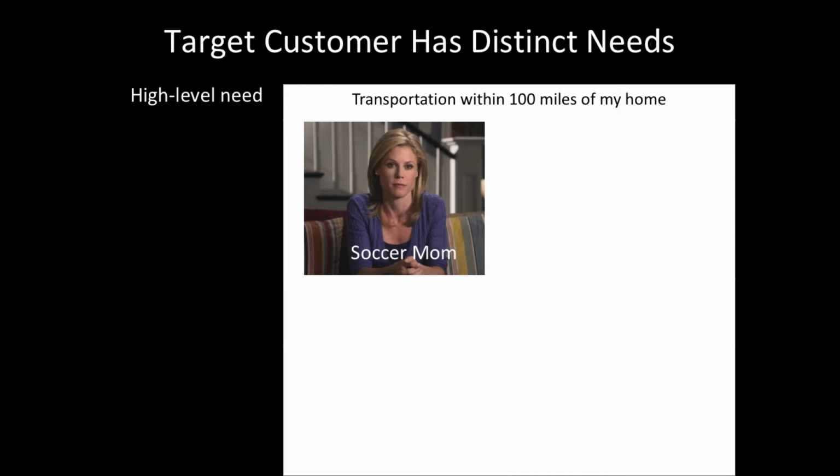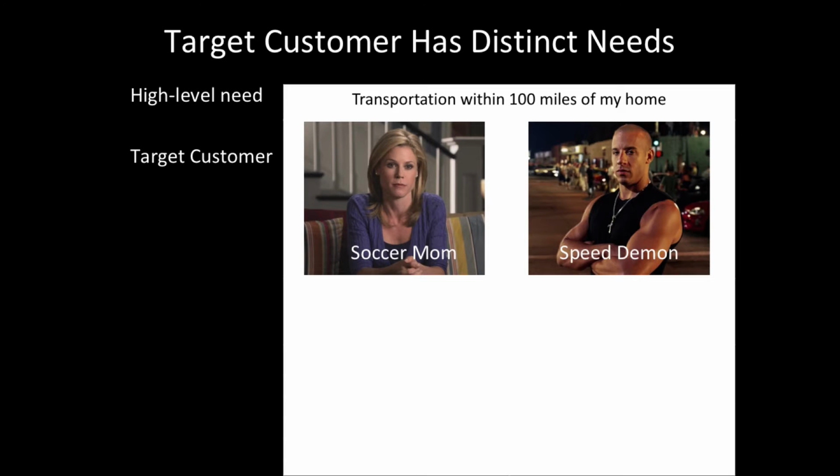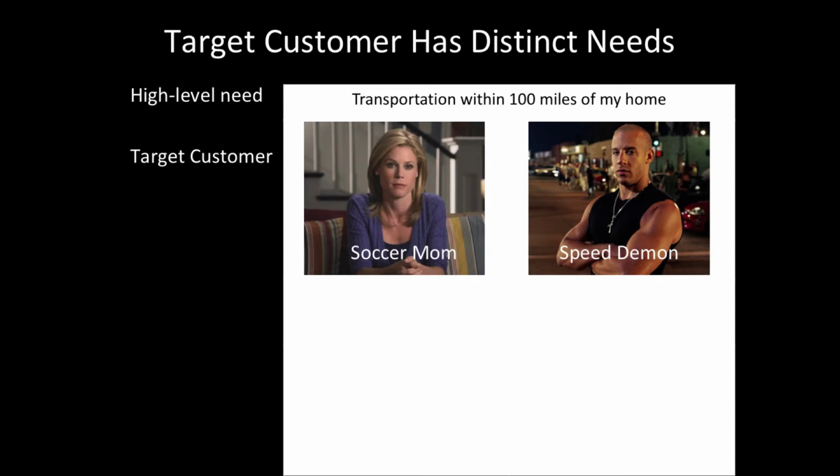The second we start talking about specific target customers or personas, you basically see how it leads to very distinct needs and distinct products. So let's say, for example, on the one hand, we have a soccer mom versus a speed demon. They both have the need to get around 100 miles from their home, right? But say we interviewed 15 or 20 of each of these personas, and we said, hey, what's important to you when you're getting around and transporting? If we talk to the soccer moms, we might hear things like, making sure my car is big enough to carry my kids and their gear, safety, fuel economy, things like that.